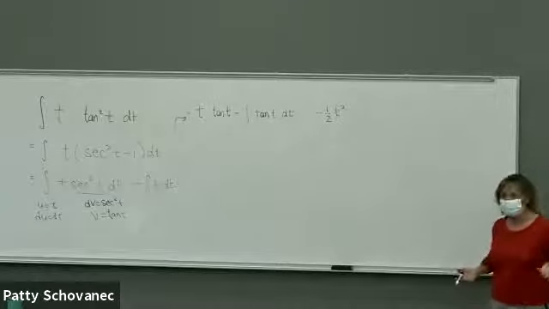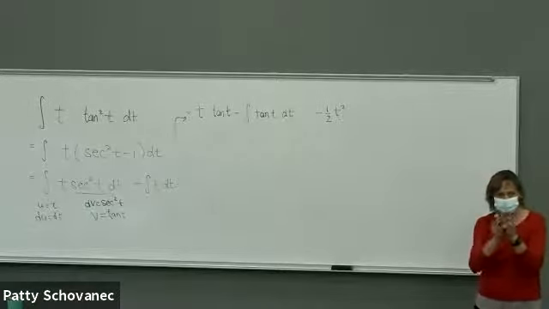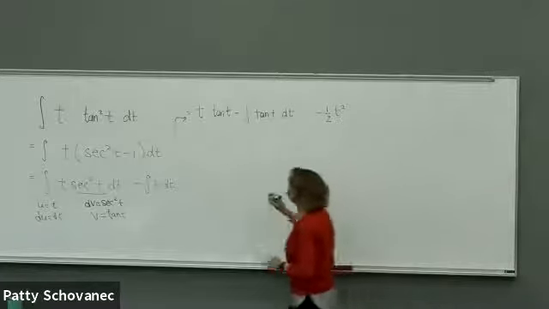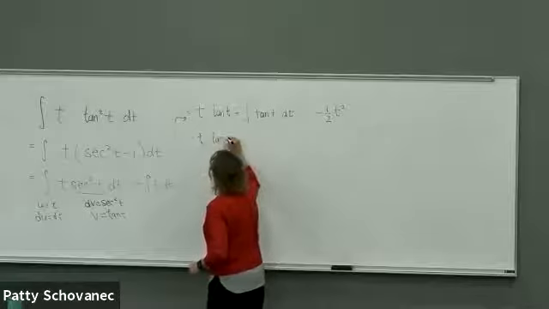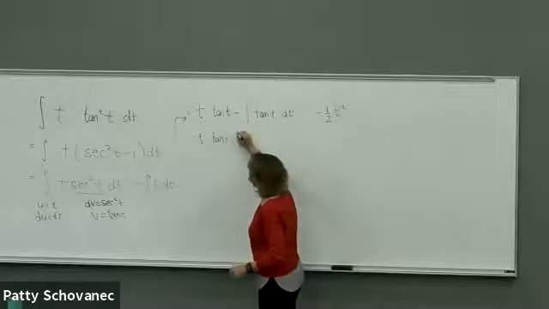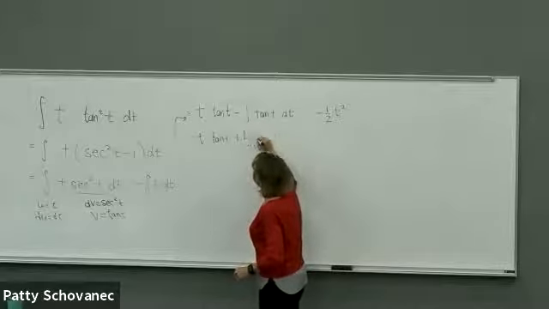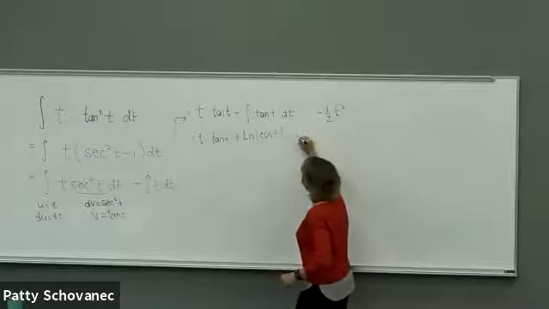Okay, we're done because we have an integral formula for the tangent of t. There you go. So our final answer is t times the tangent of t. The negative natural log of cosine is going to change the sign to plus. The natural log of the absolute value of the cosine of t. And then minus the 1/2 t squared.